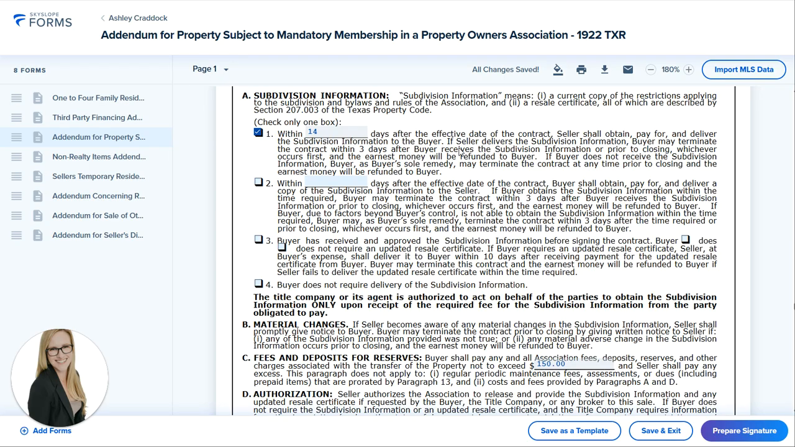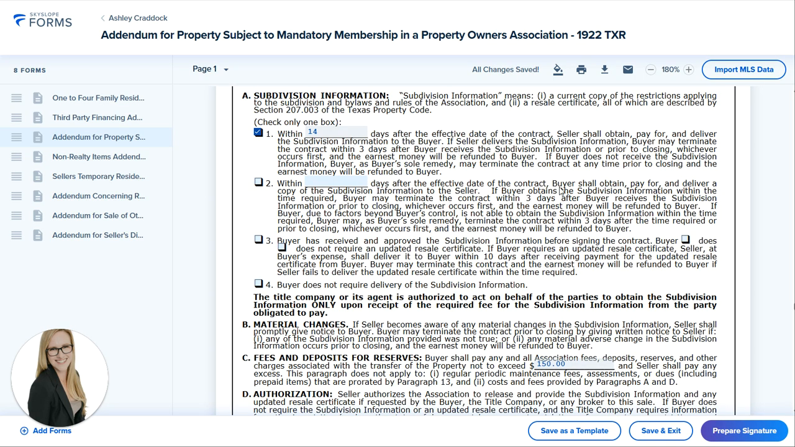Or it could be just a way that your client has an opportunity if they're on the edge about, oh, I want this house, but I want to make sure that I can do X, Y, Z. I want a privacy fence, or I want to put an 8-foot fence, and I want a chicken coop. Well, now they can get the copy of the HOA restrictions, the subdivision information, and then determine if they want to move forward or not.